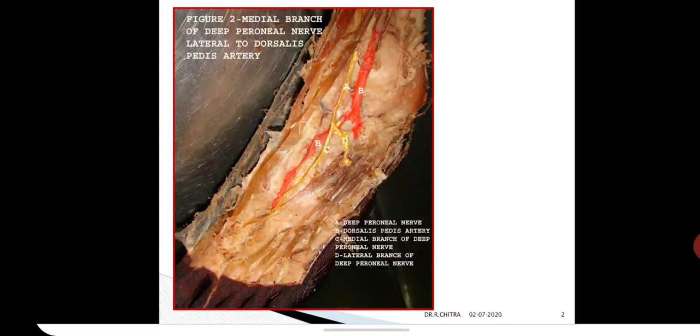What is dorsalis pedis artery? It is the continuation of anterior tibial artery, midpoint between the two malleoli. How does it terminate? Dorsalis pedis artery, how does it terminate? It passes between the two heads of the first dorsal interossei and then joins with the deep plantar artery.